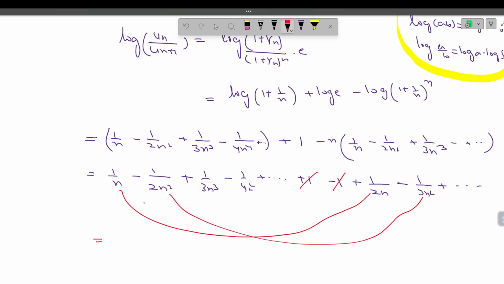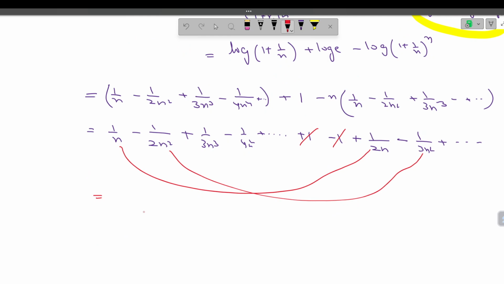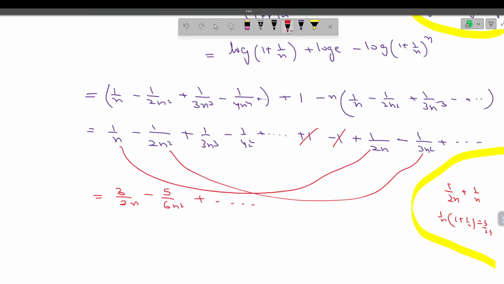So 1 by n plus 1 by 2n. If you take n common, 1 plus 1 by 2, that is 3 by 2n. So this is 3 by 2n, minus 5 by 6n square, plus so on.